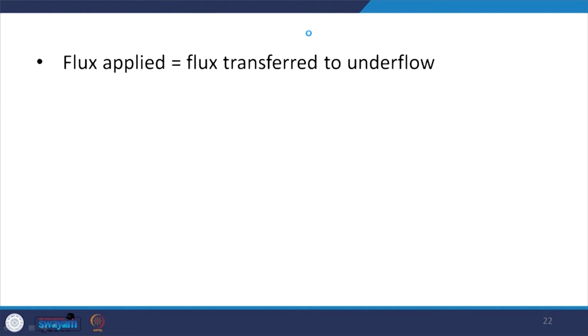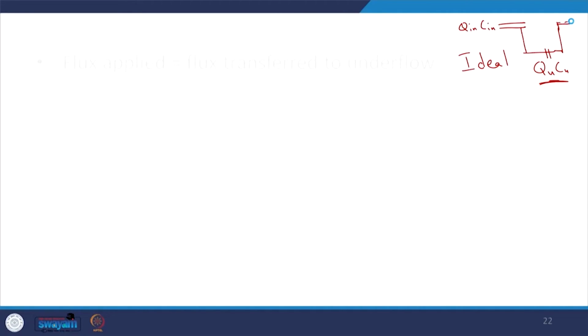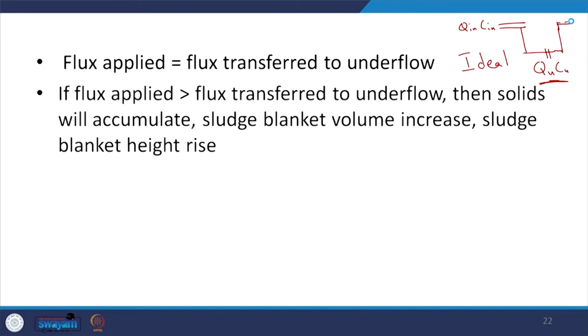So, flux applied is equal to the flux transferred to underflow, that is the ideal case. So the flux that is coming in, Q in C in, will be equal to Qu Cu. We are talking about the solids here, most of the solids we are assuming are being removed from here. We are assuming that relatively little is going out. So that is something to keep in mind. Okay, so let us look at that.